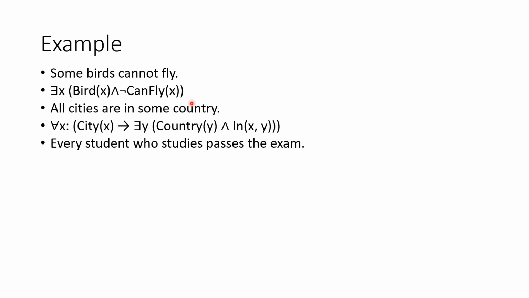Then our first example we didn't discuss. Some birds cannot fly. So that means x is a bird. So some means existential quantifier x, bird of x, and it cannot fly. We are representing not using negation: negation can fly of x. So that means some birds cannot fly.